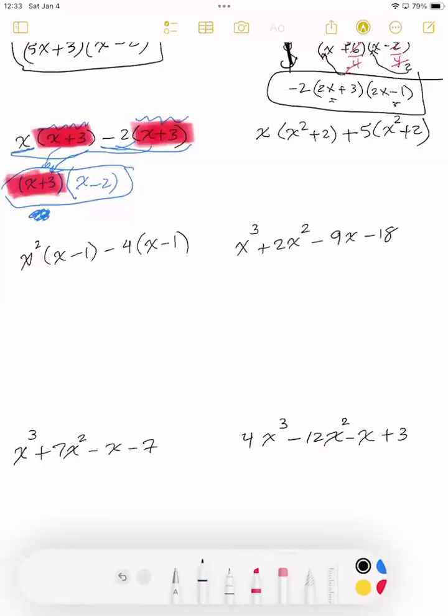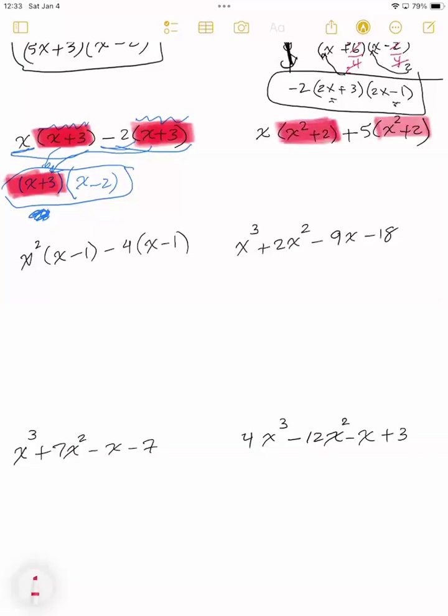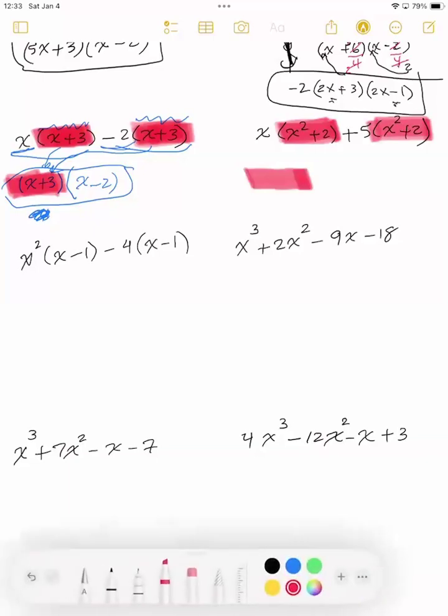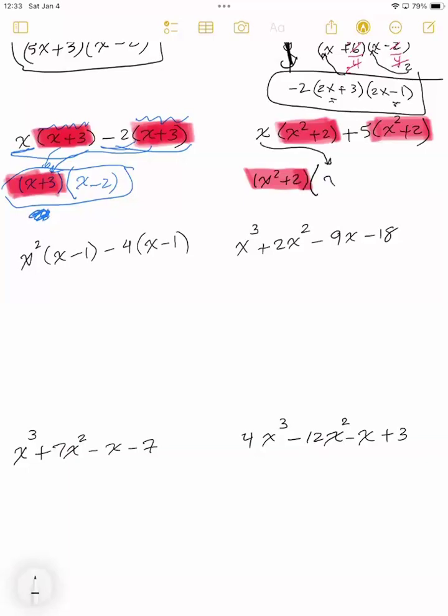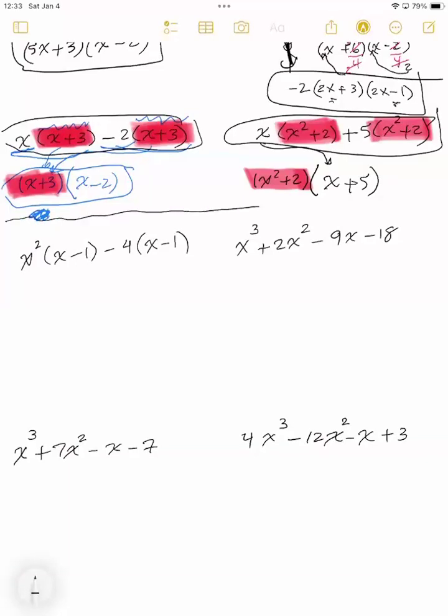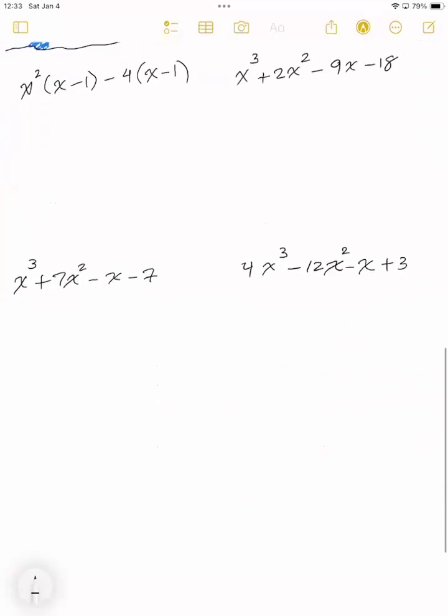So it's the same for the second problem. For this problem, this parentheses, x to the power 2 plus 2, is the common factor. So I'm going to write my common factor, which is x to the power 2 plus 2. Open up a parentheses, then drop all the leftovers, which is x plus 5. So I factored this polynomial that is not like the other polynomials that you have seen before. I went through that example because I wanted to show you.